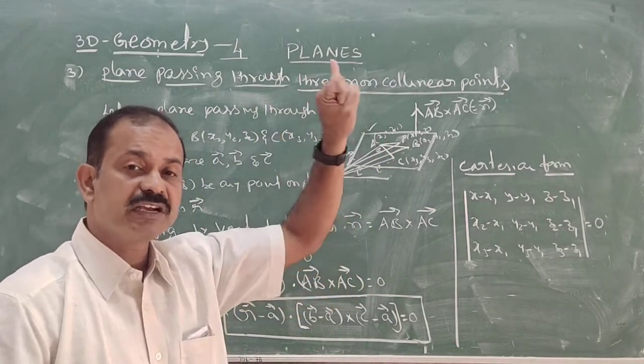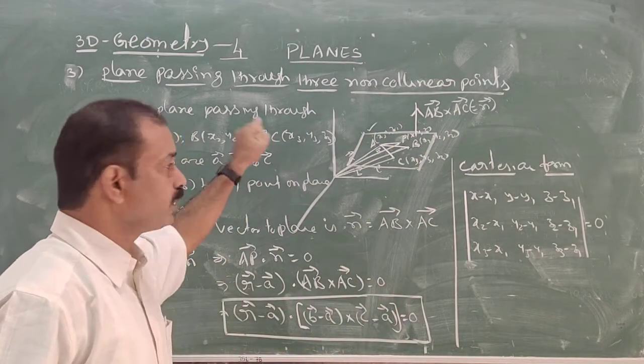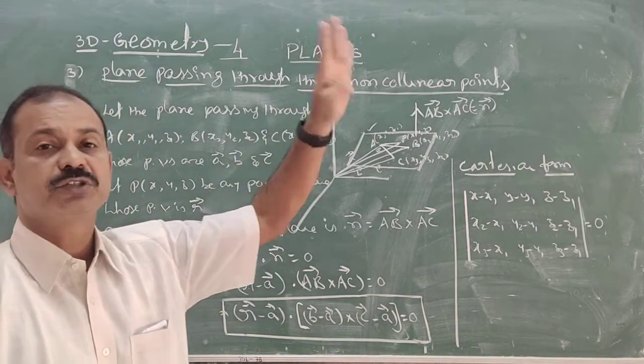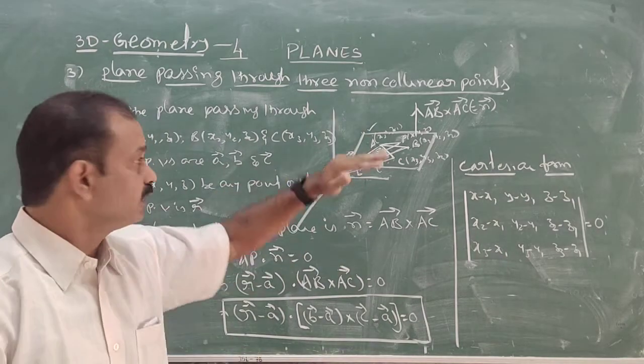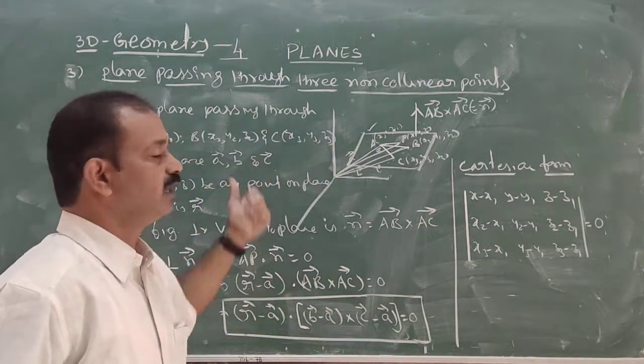One, perpendicular distance from the origin is given. Second, passing through a point and perpendicular vector is given. Third, passing through three points is given. These are the major concepts. Now apart from this, we have some minor concepts. So let me see them.